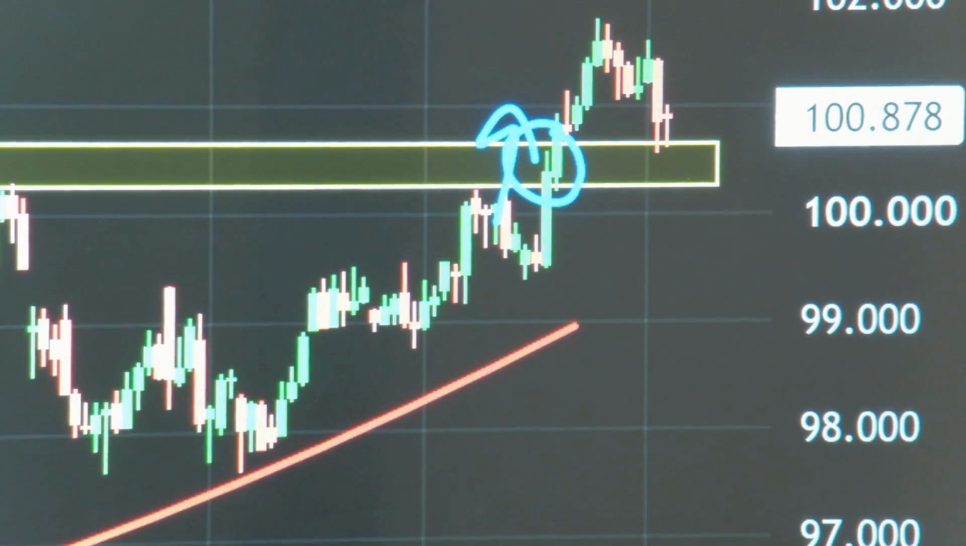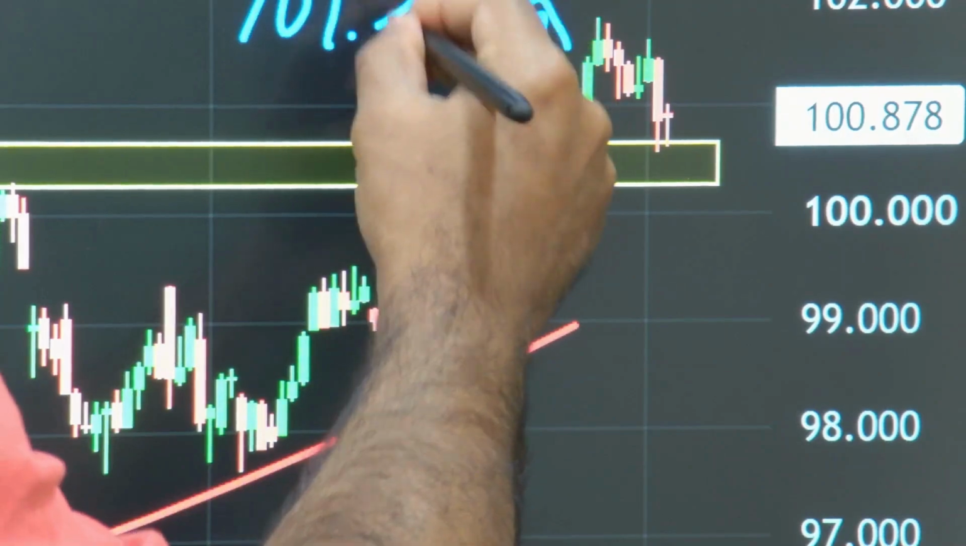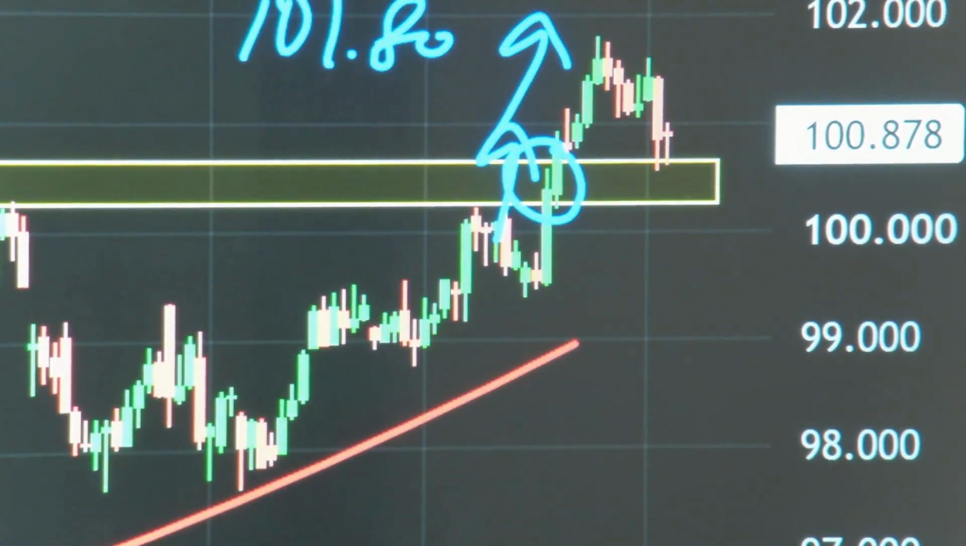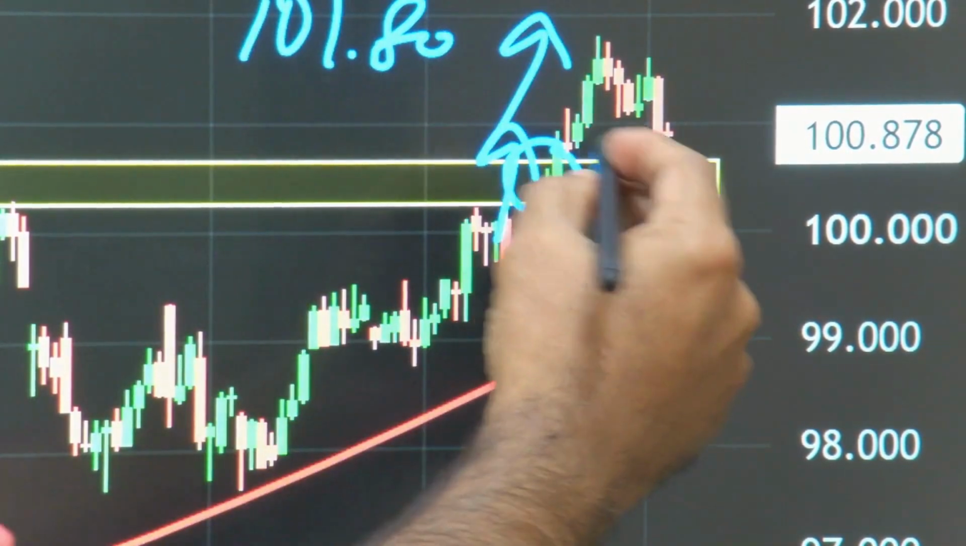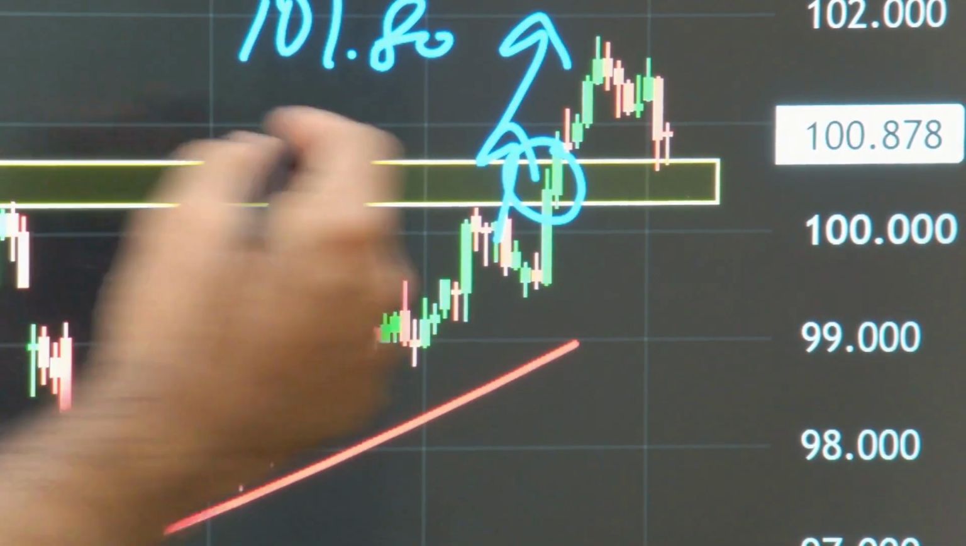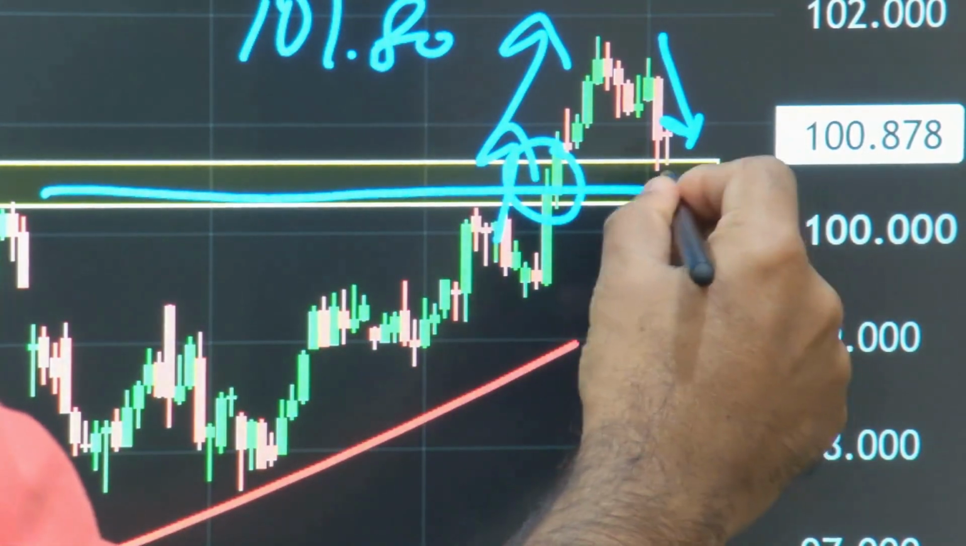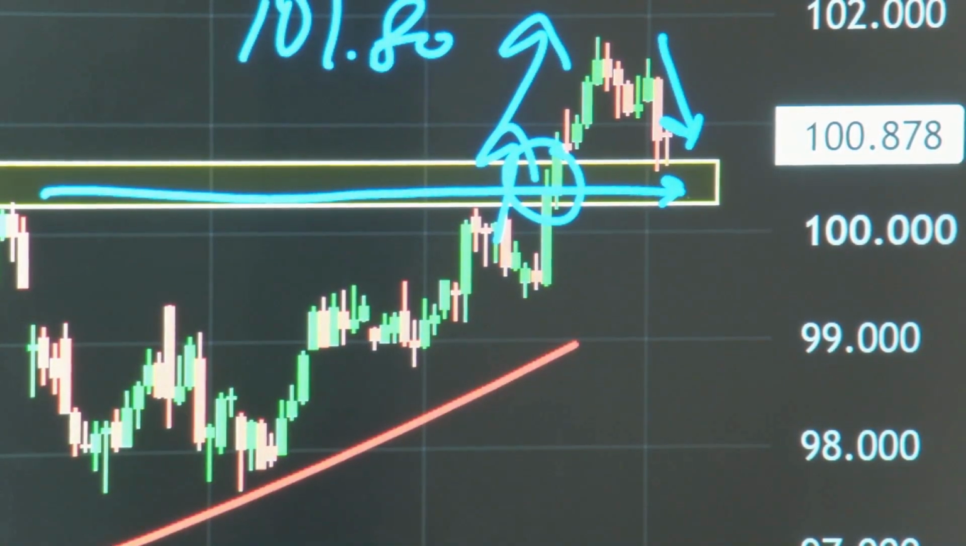This is somewhere around 18th or 19th June, and after the breakout it went as high as 101.80, and now it has come back below to that region again. So first we have seen a breakout and now we are seeing a pullback, a classic technical analysis phenomenon: a breakout first and then a pullback to the same region which was earlier a resistance. Now it will act as a support.